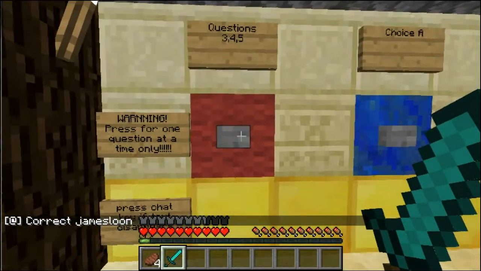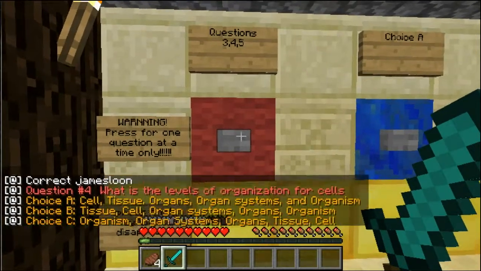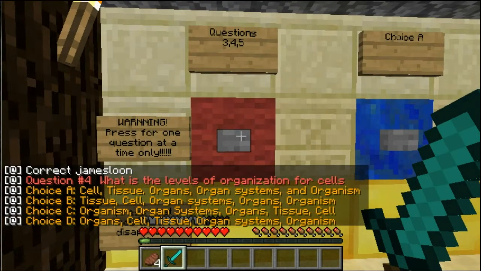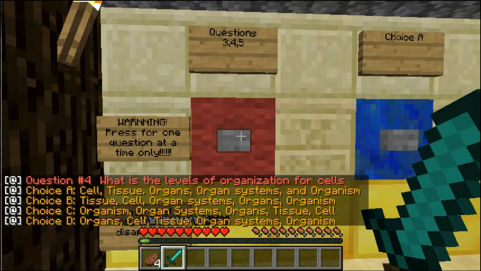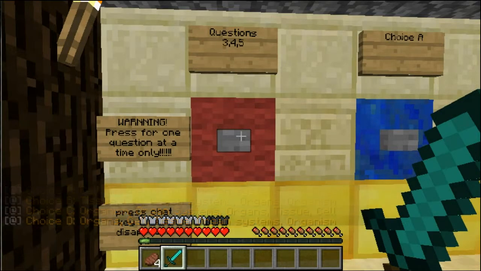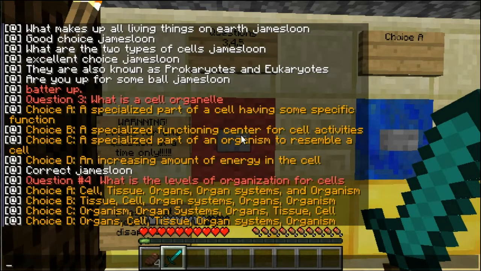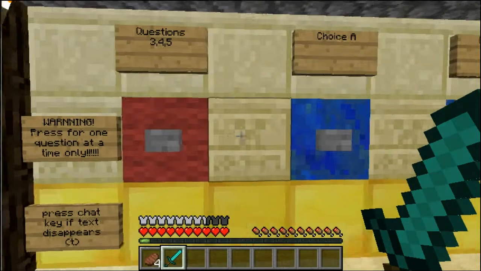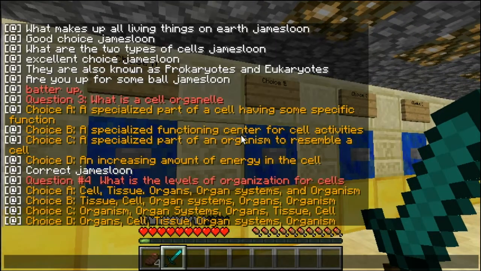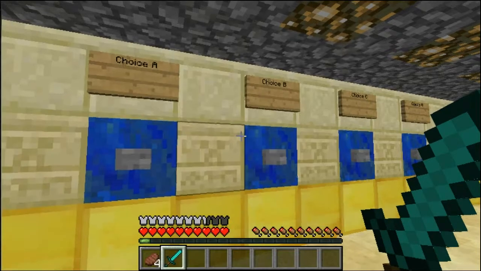So, moving on to question number 4. What are the levels of organization for cells? Choice A is cell, tissue, organs, organ systems, and organism. Choice B is tissue, cell, organ systems, organs, organism. Choice C is organism, organ systems, organs, tissue, cell. And choice D is organs, cell, tissue, organ systems, and organism. Alright, this one, as it happens to be cell, tissue, organs, organ systems, and organism, which is A.